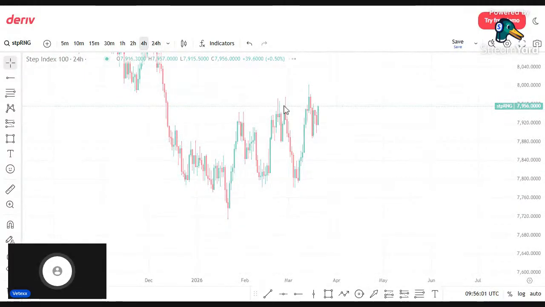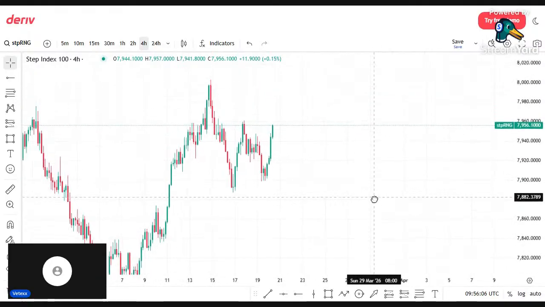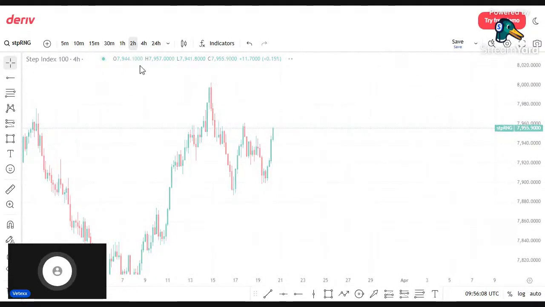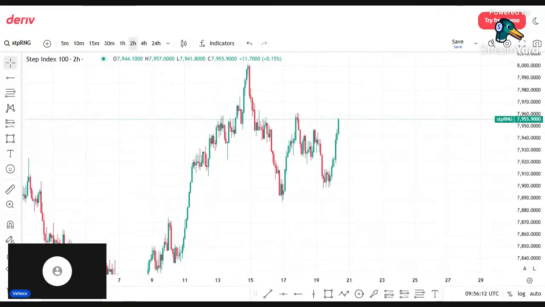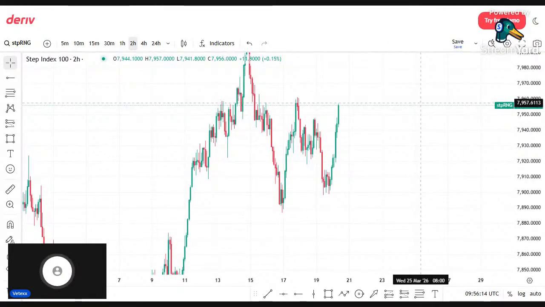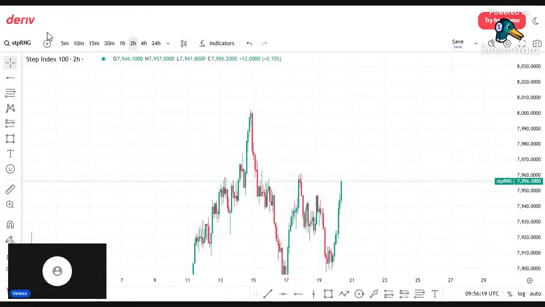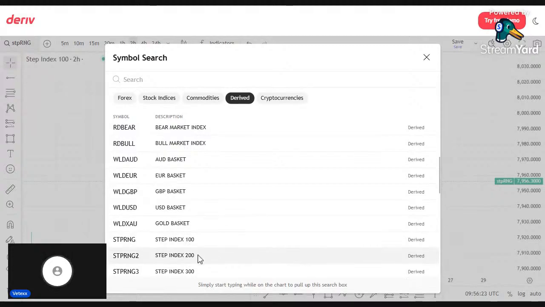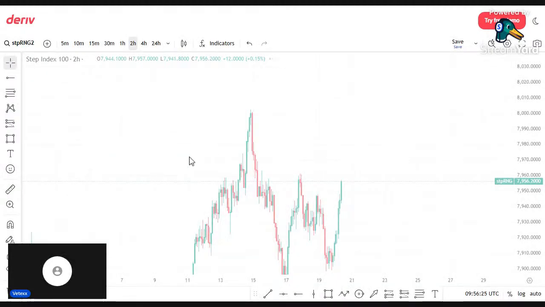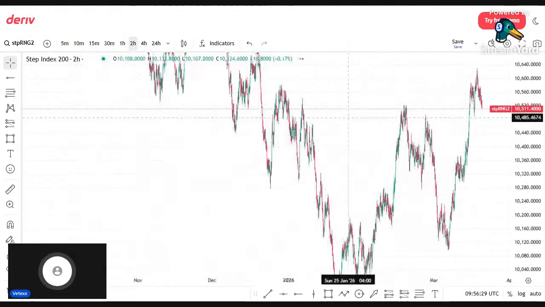So we'll go to the 4-hour time frame. What do we have on the 4-hour time frame? There is nothing on the 4-hour time frame. The 2-hour time frame, do we have anything? We still don't have anything on the 2-hour time frame. Okay, so nothing currently on step 100. So we'll go towards step 200. Step 200, what do we have on step 200?